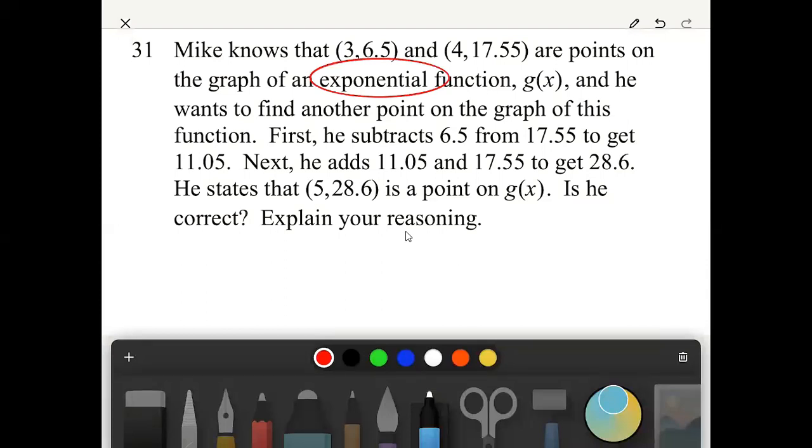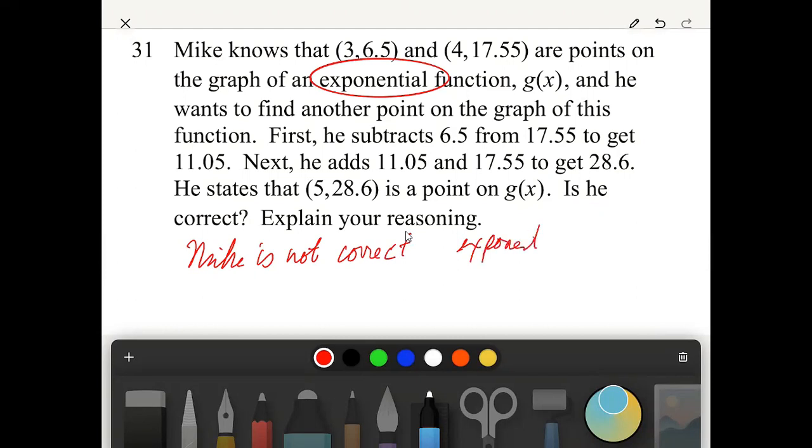Okay, now, this is a 2-point question, and they're asking you to tell if Mike's reasoning is good about trying to come up with another point. Well, Mike is not correct. That's what you should say, first of all. Mike is not correct, and here's why. He said that this was an exponential function.